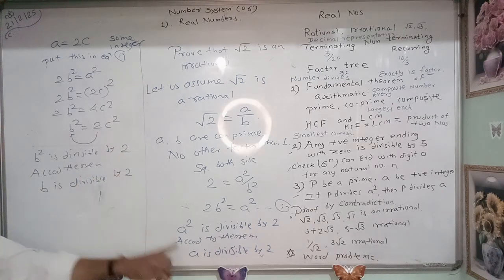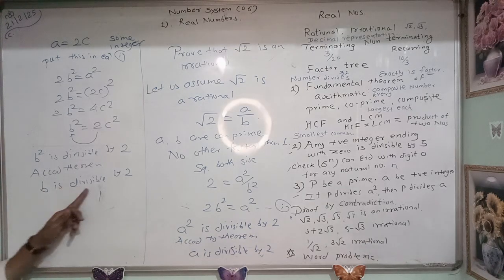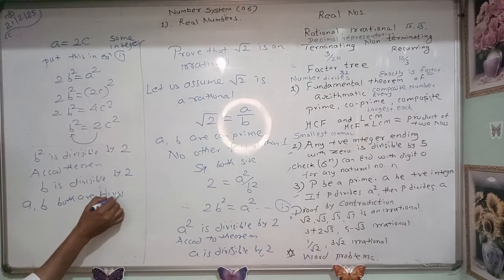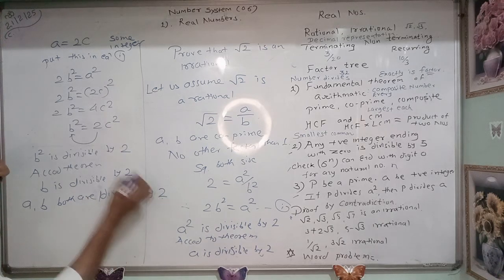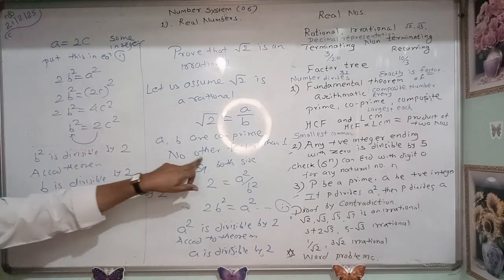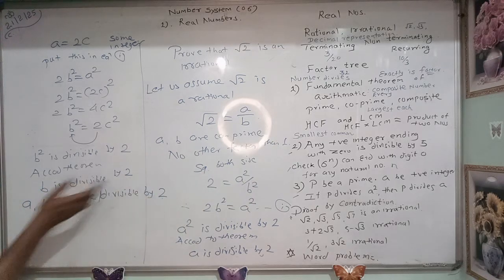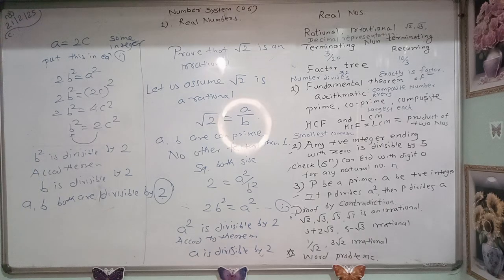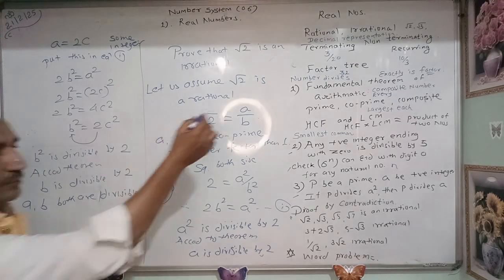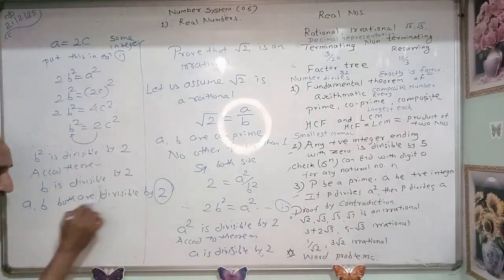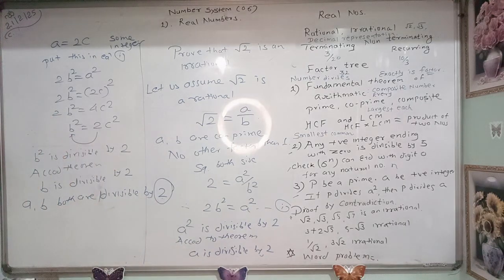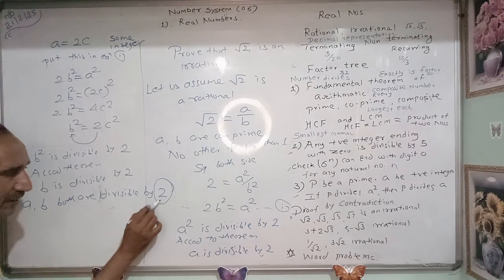So what conclusion did we get? Here A is divisible by 2 and B is also divisible by 2. Means A, B both are divisible by 2. But we assumed that A and B are co-prime. And what is co-prime? No other factor than 1. But here, other than 1, 2 is one of the factors. Whenever we prove that root 2 is irrational, 2 will be the common factor. If we prove root 5 is irrational, 5 will be the common factor. If we prove root 7 is irrational, then 7 will divide both. So in this way, A, B both are divisible by 2.